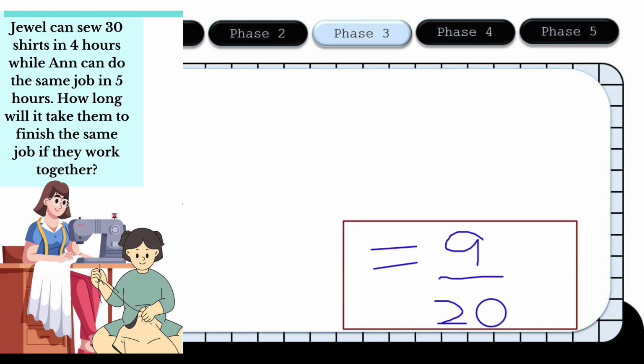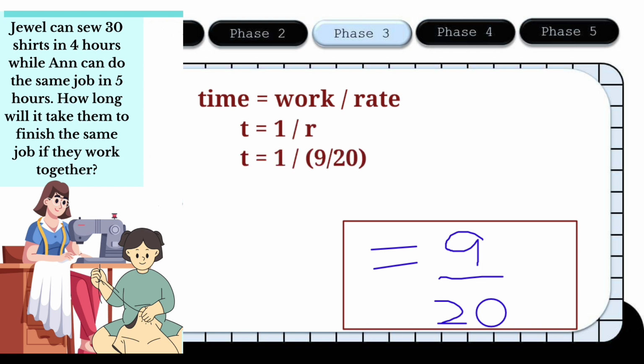Ngayon, babalik tayo sa ating naunang formula na isinulat kanina. Yung time is equal to work over rate. Dahil nga naisulat na rin natin kanina na ang ating time is equal to 1, dahil 1 yung ating work, over rate.